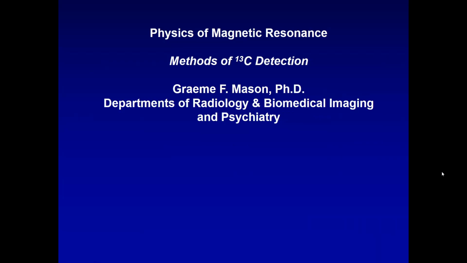Welcome to the MR lecture on methods of carbon-13 detection, both direct and indirect. Carbon-13 detection can be used to examine the very small, typically natural abundance signal of the stable isotope carbon-13, with the advantage that it has very high spectral resolution.